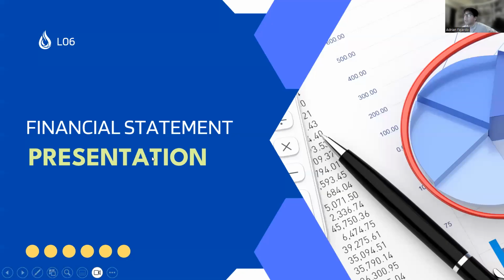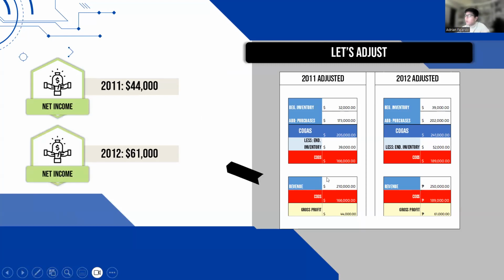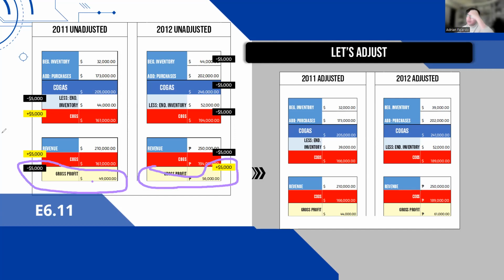So what is the cumulative effect of the error? None. Because, why none? Why is the cumulative effect on the gross profit none? Because ito, understated by 5,000, pero ito, overstated by 5,000. So, 5,000 minus 5,000, 0. Nagsi-self-correct yung error.